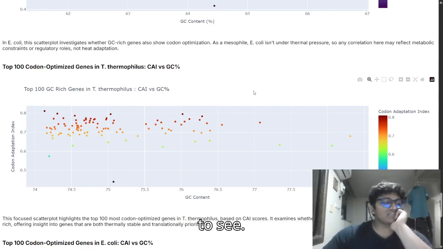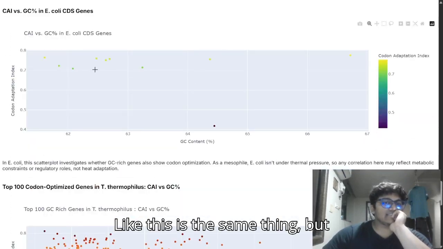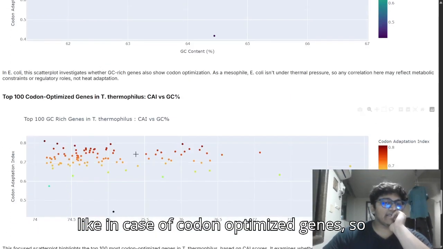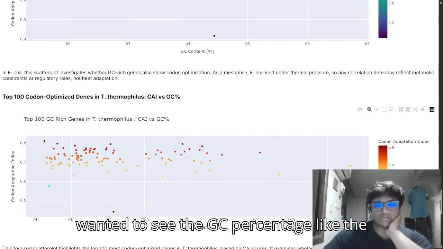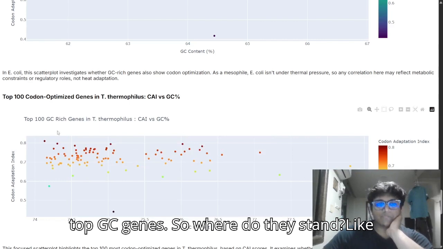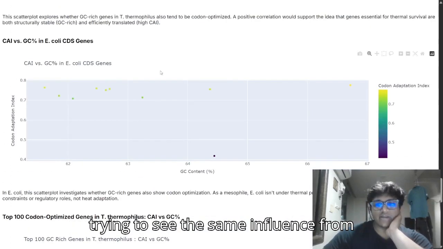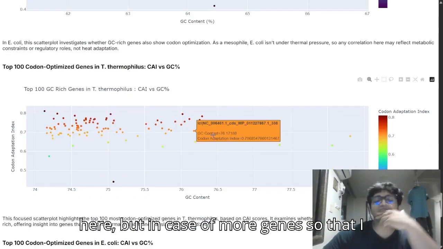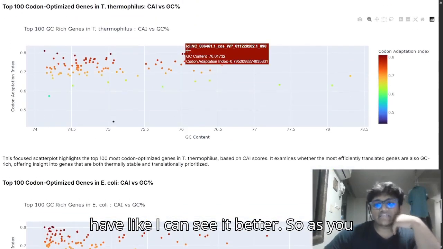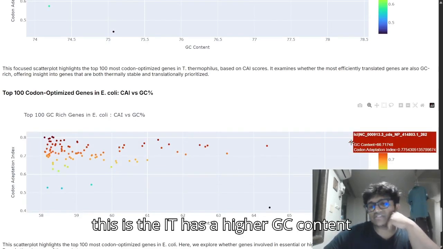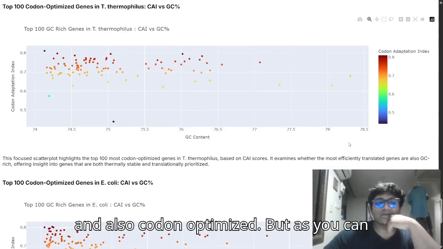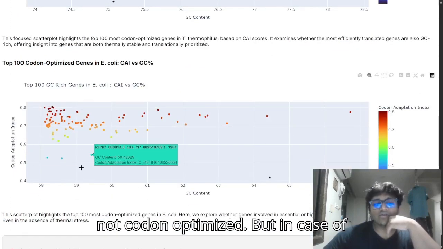So then I wanted to see the same thing, but in case of codon optimized genes. Most of them are going to be here, but I wanted to see the GC percentage, the top GC rich genes, and where they stand. I'm trying to see the same inference from here, but with more genes, so I can see it better. As you can see over here, it has a higher GC content and is also codon optimized. But there are certain ones that are not codon optimized.